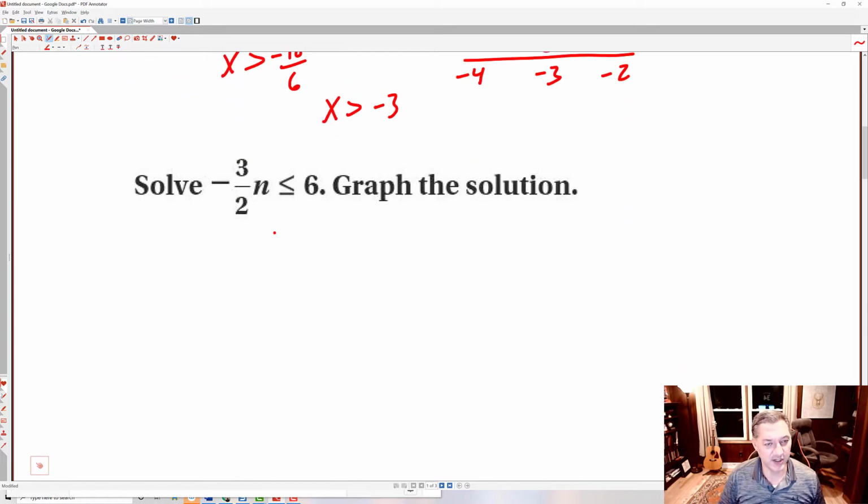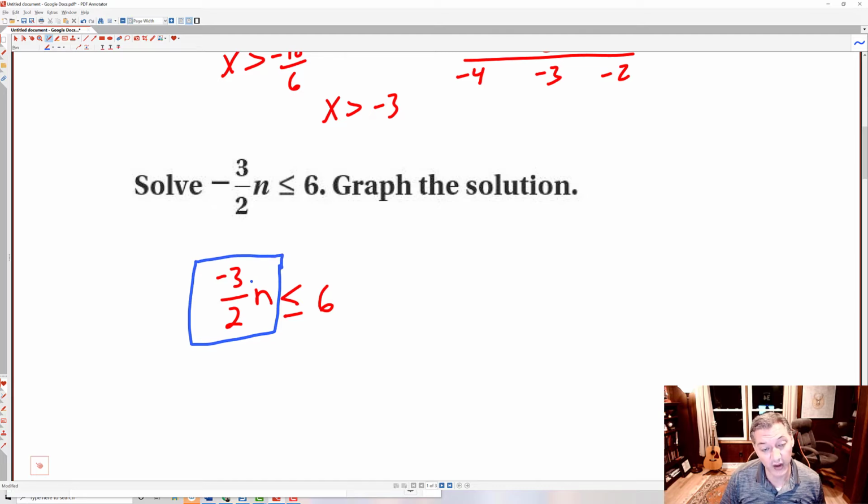This is where it starts changing a little bit. So hopefully when you see this one, you notice a difference. I have negative 3/2 n is less than or equal to 6. So I'm going to box this. And when I box it, the thing that I box is a negative. So right away, you should know that the sign will flip. So I'm going to multiply this by negative 2 over 3. Multiply this by negative 2 over 3.